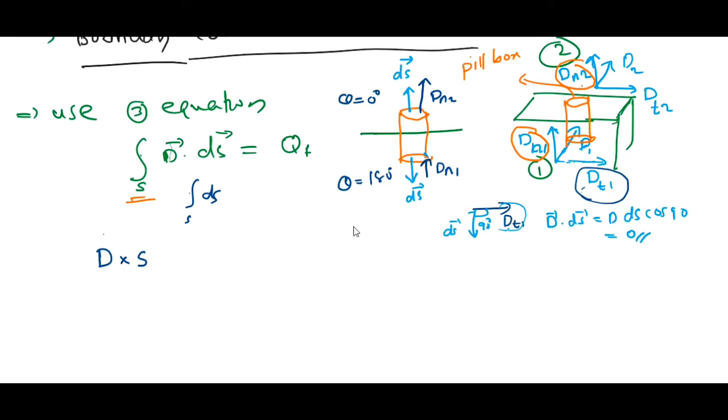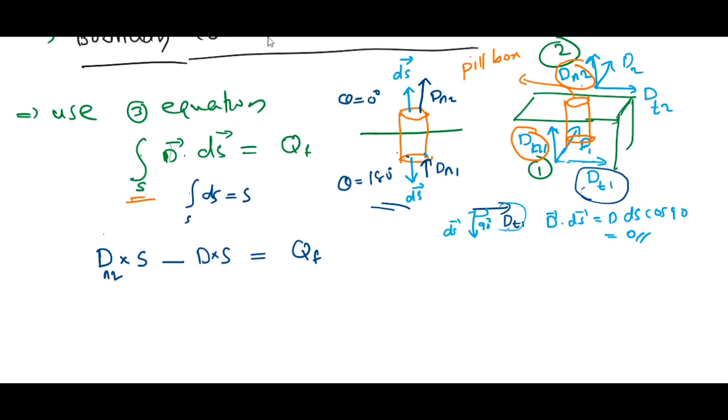Then for the lower side, theta is equal to 180, therefore dS means minus dS. The integration of dS is the surface area of the pill box, which is equal to qf. Here also the multiplication, very sorry, this should be the normal components Dn2.